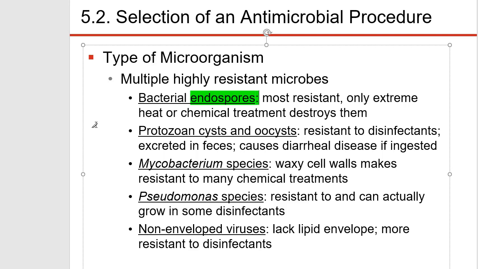Protozoan cysts and oocysts: resistant to disinfectants, excreted in feces, and cause diarrheal disease if ingested. So let's look at this one. This one is resistant to disinfectants. So we already see an issue that we have here. Okay. Mycobacterium species. We think about tuberculosis. Waxy cell walls make them resistant to many chemical treatments. Hard to treat.